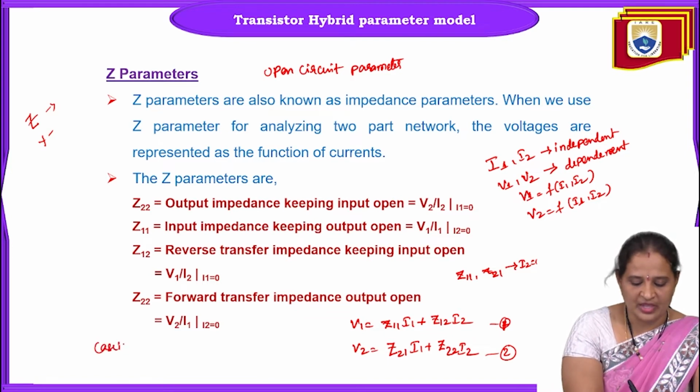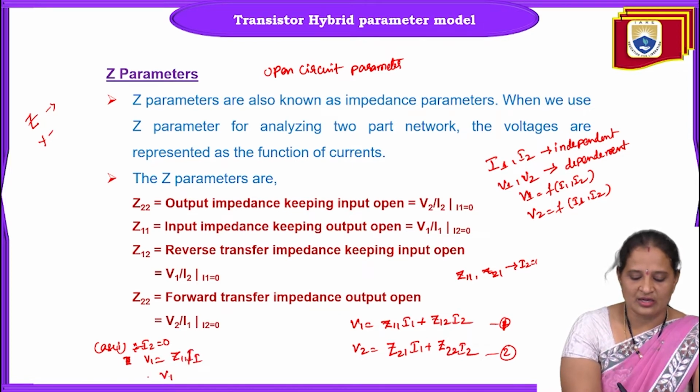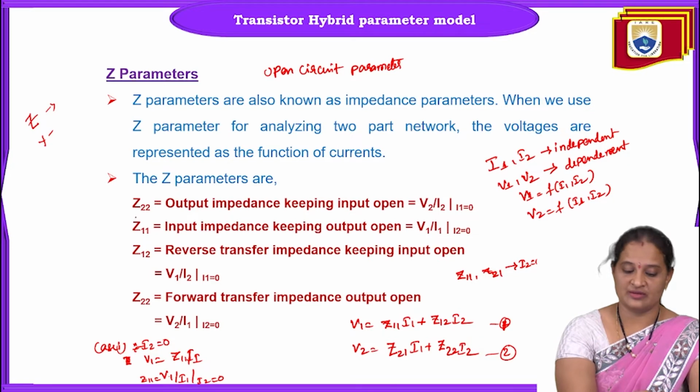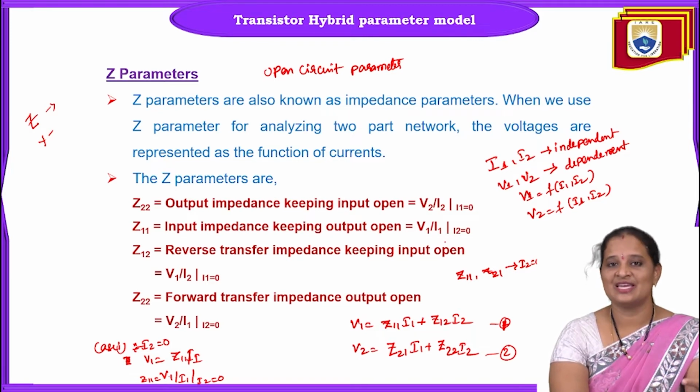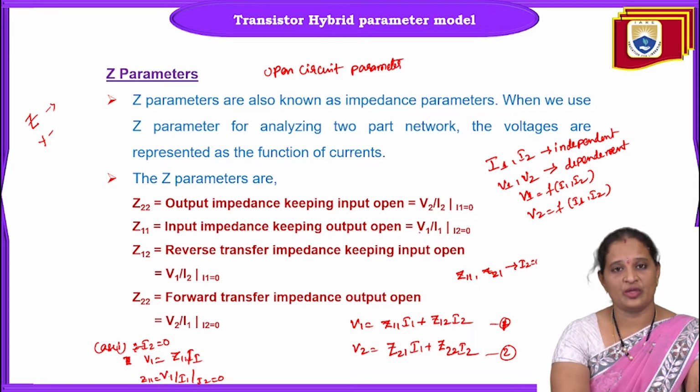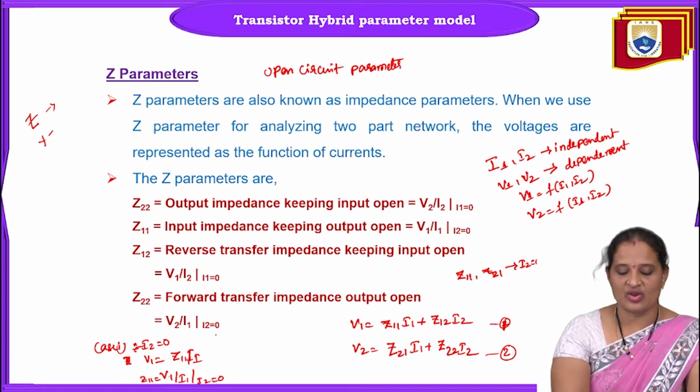For case 1, if I2 is equal to 0, then from the first equation the second term becomes 0, so V1 is equal to Z11 into I1. I can calculate Z11 as V1 divided by I1 when I2 is equal to 0. That is the first parameter. As we all know, the ratio of voltage to current is defined as impedance. As both parameters are related to the input port, we can define Z11 as the input impedance keeping the output port open circuited.